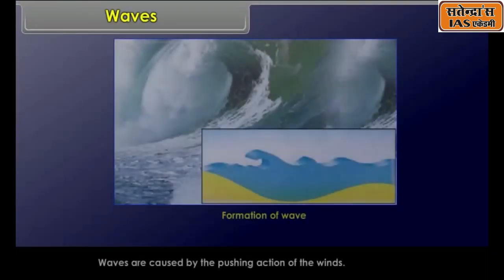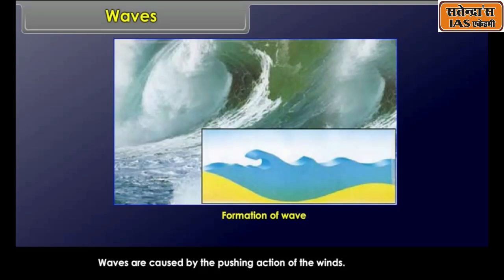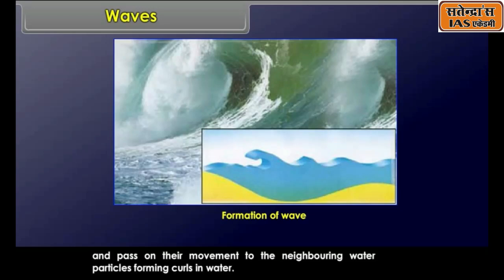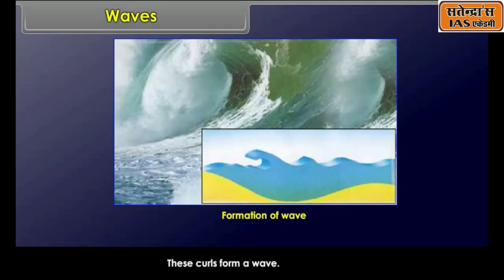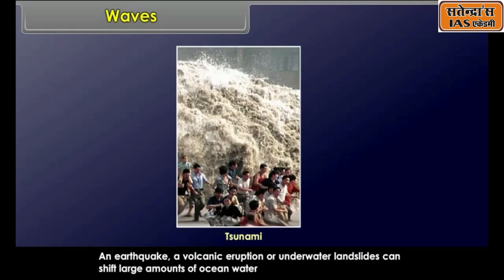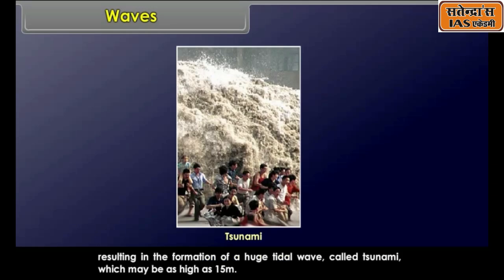Waves. Waves are caused by the pushing action of the winds. Particles of water in a wave move mainly up and down and pass on their movement to the neighboring water particles, forming curls in water. These curls form a wave. An earthquake, a volcanic eruption, or underwater landslides can shift large amounts of ocean water, resulting in the formation of a huge tidal wave called tsunami, which may be as high as 15 meters.